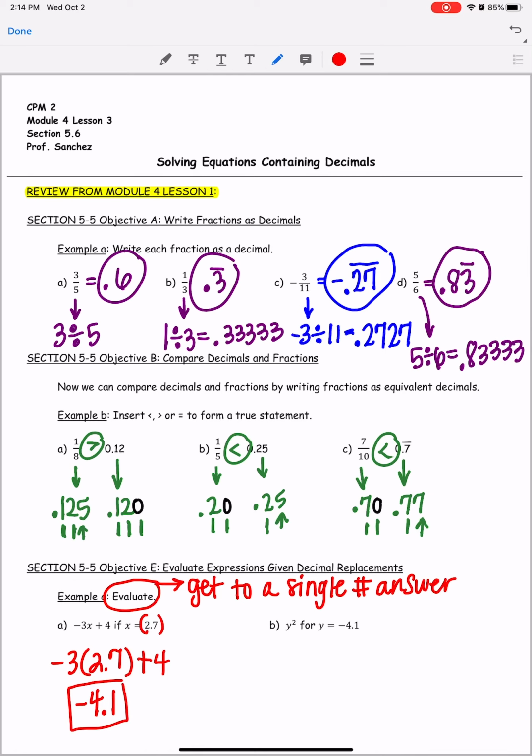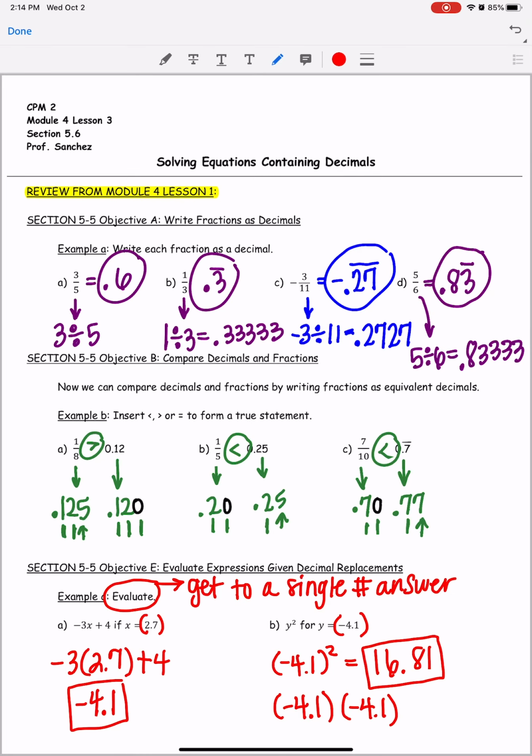Okay, calculator work after you plug that in. Here we got y squared, for y is, weirdly enough, -4.1. Plug that in with parentheses. So you've got -4.1 in parentheses squared. You have to put this in your calculator with the parentheses too. So when you put that in, you should get a positive 16.81. The reason is that is -4.1 times -4.1. So those two negatives end up turning that positive.